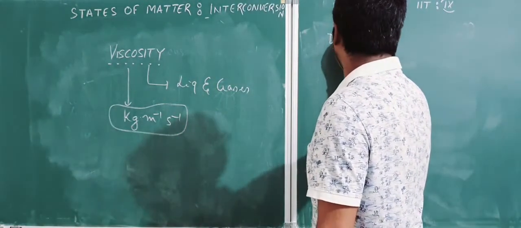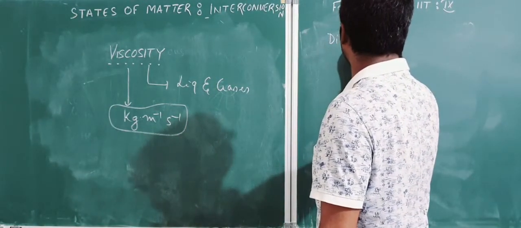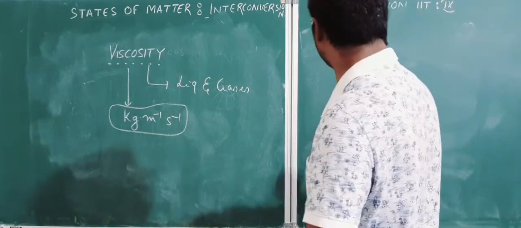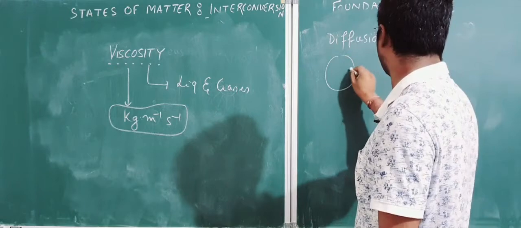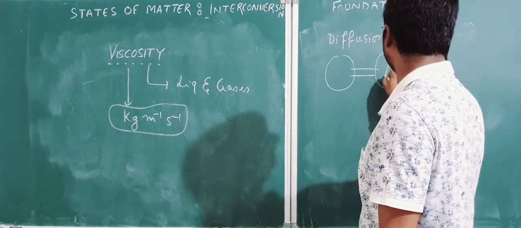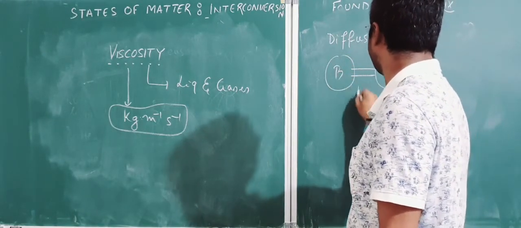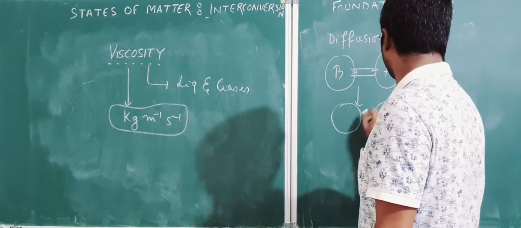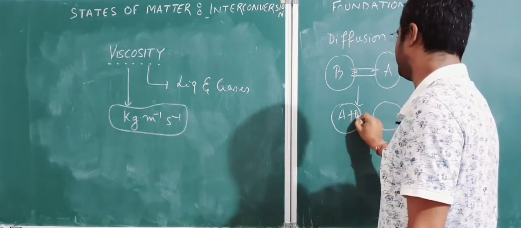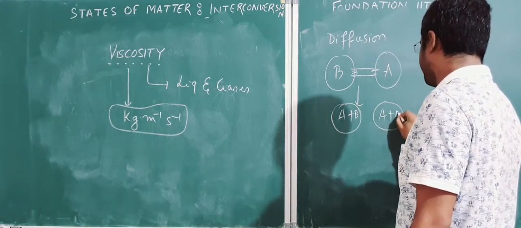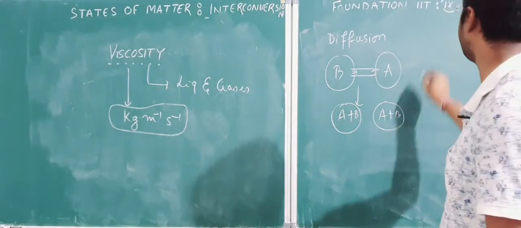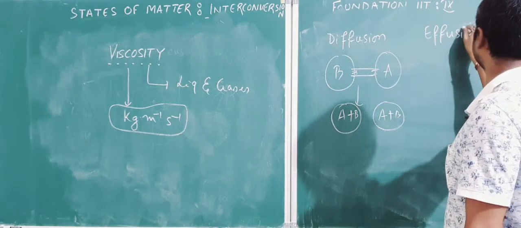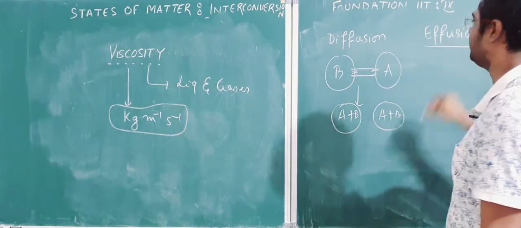Next important thing is diffusion, which you have already studied. So diffusion was what? Here is a ball, you connect another ball, this is gas A, this is gas B, and you just open this, both become A plus B. So this is diffusion, right? There is another phenomenon which is called effusion.